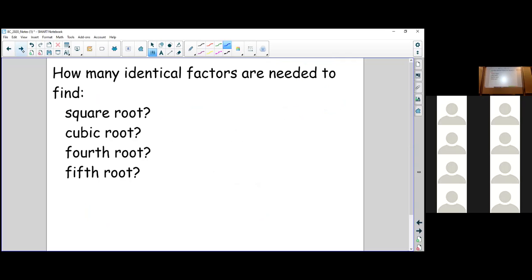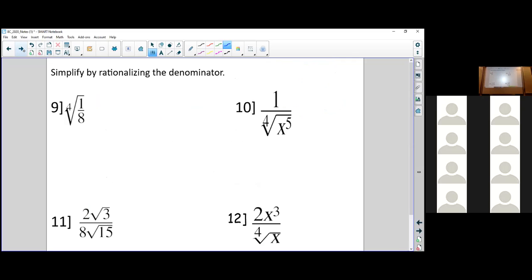All right, how many identical factors are needed to find a square root, cube root, 4th root, 5th root? I don't know. Let's figure that out. All right, so we just want to simplify this. So I don't want to have a radical in the denominator. So this is basically saying the 4th root of 1 over the 4th root of 8. And the 4th root of 1 is 1 because 1 times 1 times 1 times 1 is 1. The 4th root of 8, I don't know.